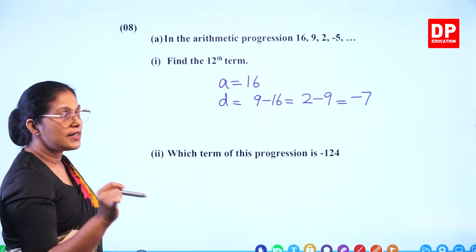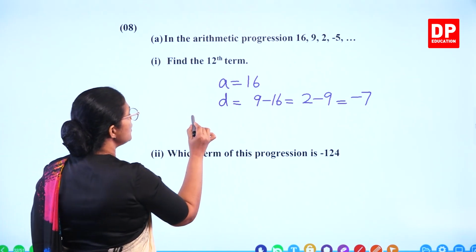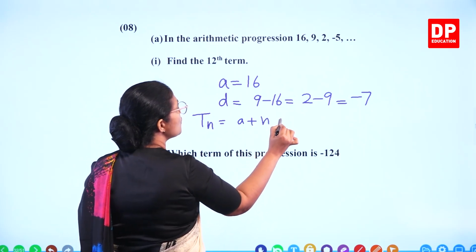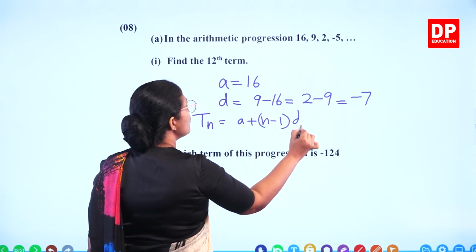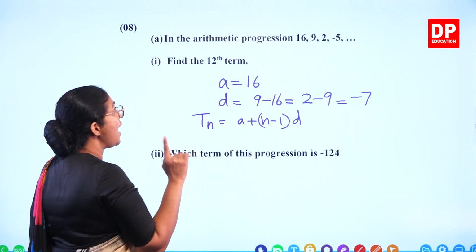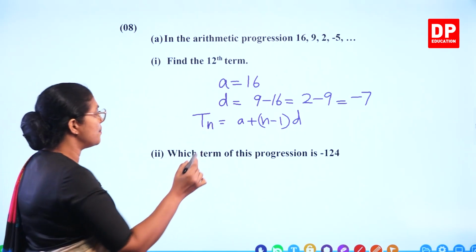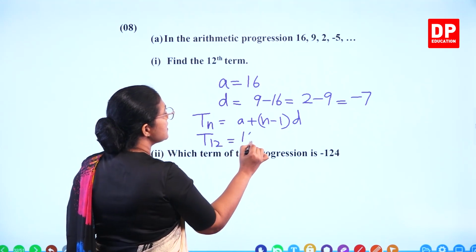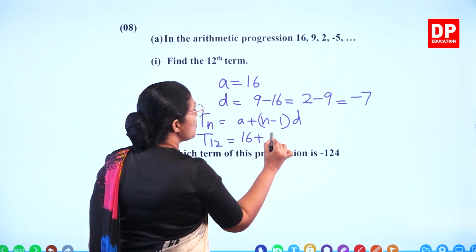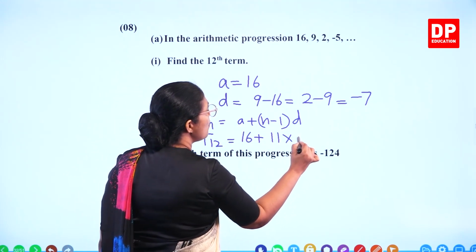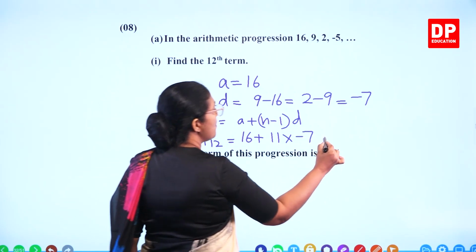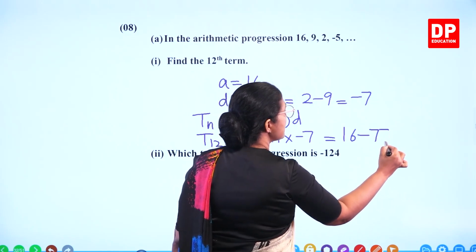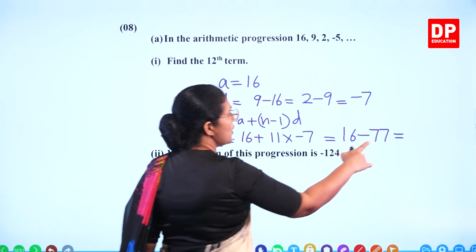How do you find the nth term? Tn equals a plus (n minus 1)d. You need to know this formula. If n is 12, you get the 12th term, T12. T12 is, first term is 16, plus 12 minus 1, which is 11, into minus 7. Do the multiplication first. 16 minus 77, what do you get?